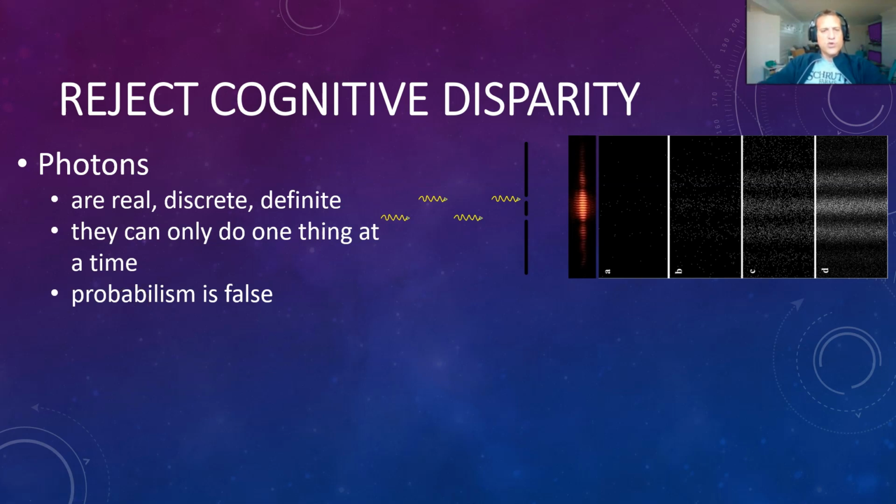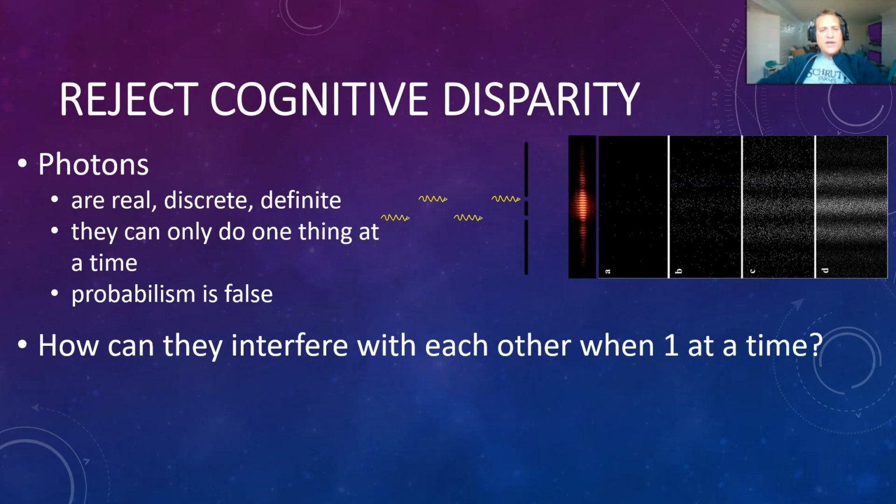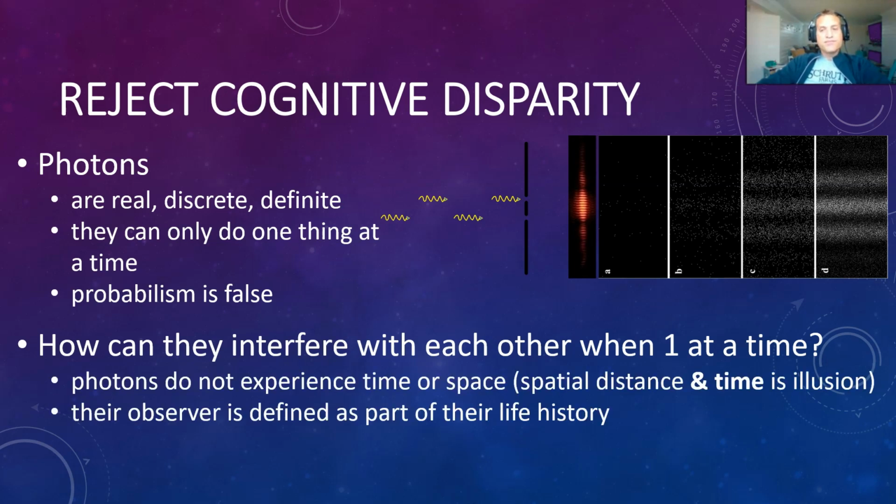Of course, we won't assume probabilism unless we come back to it, but let's just reject it, right? Let's go with ontological mathematics and rejecting cognitive disparity, and let's say that photons are real, discrete, and definite, and they can only do one thing at a time, because, of course, that's rational. Nothing can actually be in two different places at once, right? So how can they interfere with each other then when they're only one at a time? So let's just state some facts of the matter.